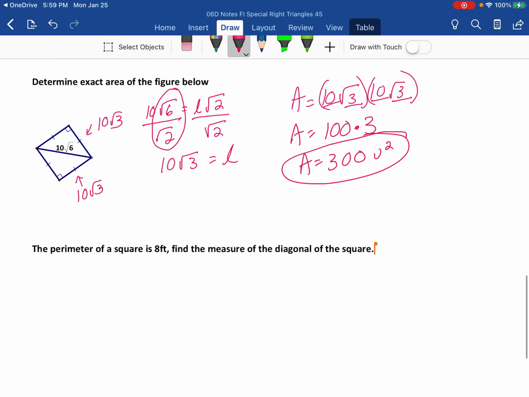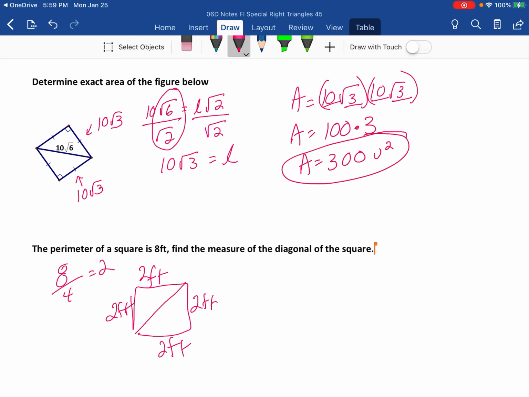Okay. This one's actually not so bad. Perimeter of a square is 8 feet. So if the perimeter was 8 and it's a square, then each side must have been 8 divided by 4, which is 2. So 2 feet, 2 feet, 2 feet, and 2 feet. What's the diagonal? Well, the hypotenuse is equal to my leg times radical 2, so it'd be 2 radical 2 feet.